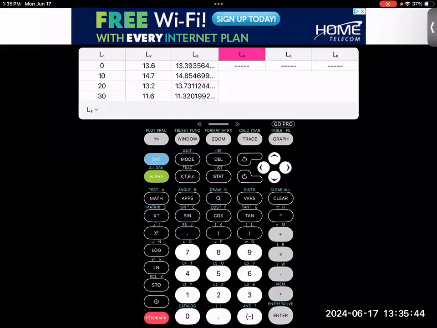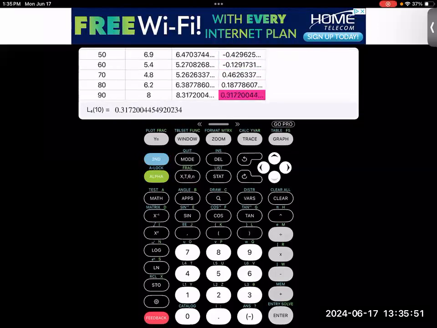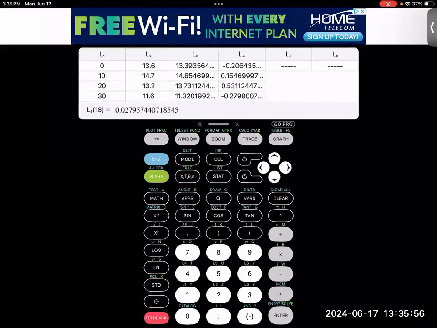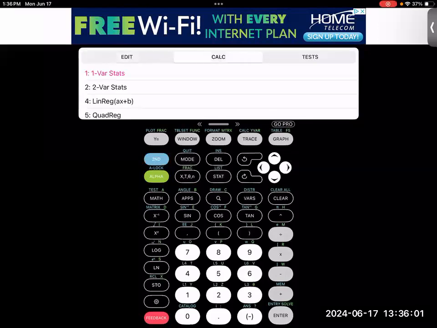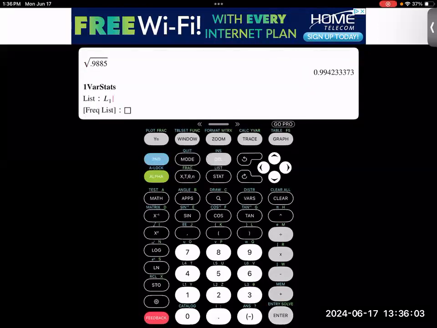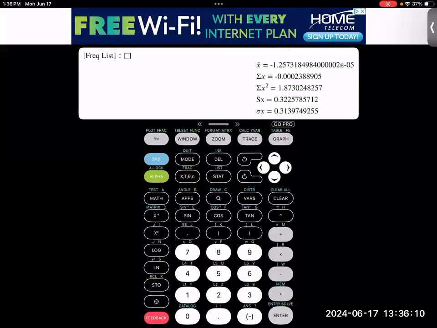Going up to list 4, we're going to subtract list 3 by list 2. And again, you'll notice that these values are small. It's okay if it's negative. That doesn't matter one bit. Let's go out and hit second mode, then stat, calc, one variable statistics. Change this to list 4. And then what we're searching for is this number here, 0.3139. We can just round to 2, so let's just say 0.31.